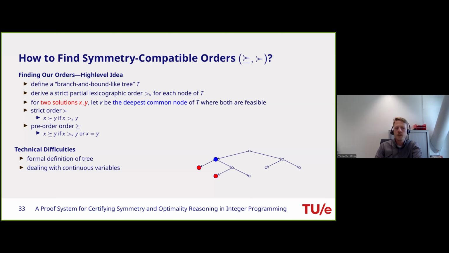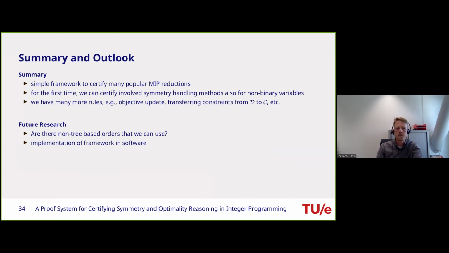How do we actually define such a tree, such that it is not linked to the branch and bound tree that we use when solving the problem, such that we can define this in a very clean way? And in particular, how do we deal with continuous variables? Because there, this epsilon actually might make a difference.